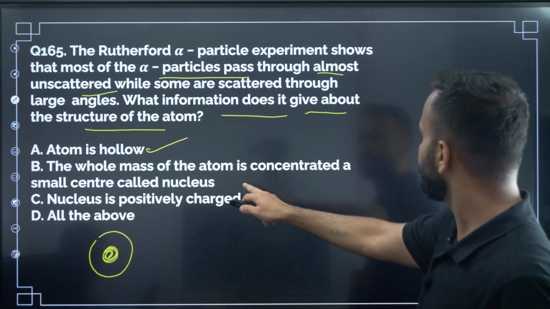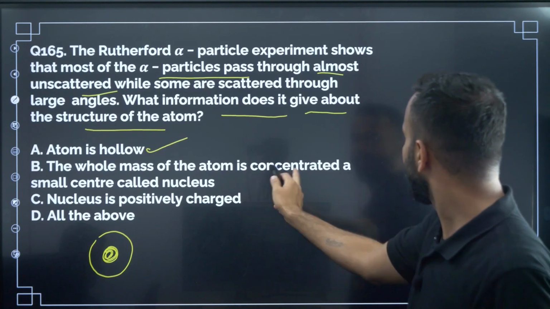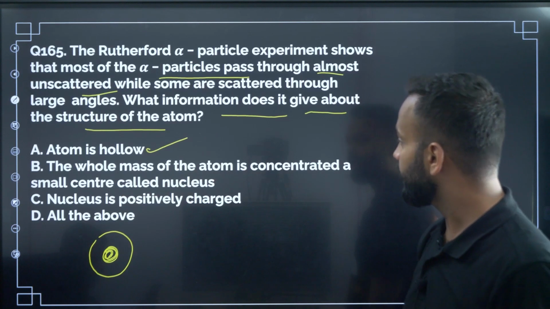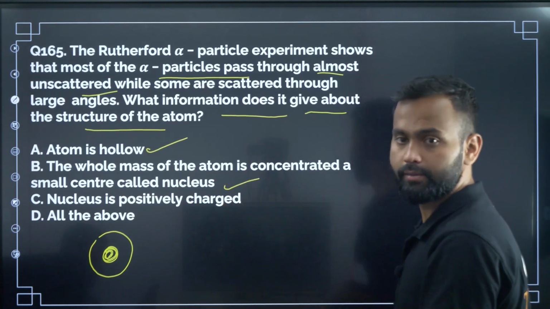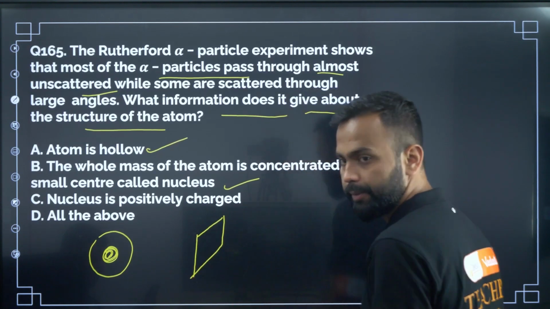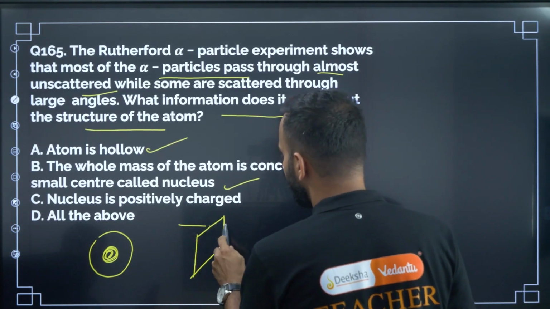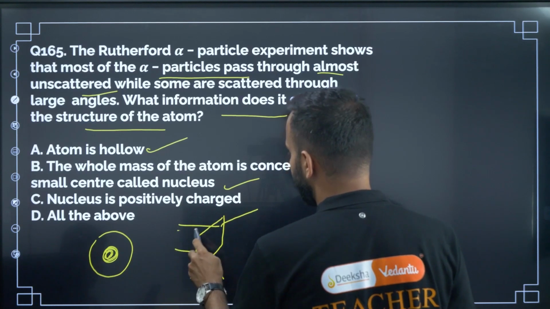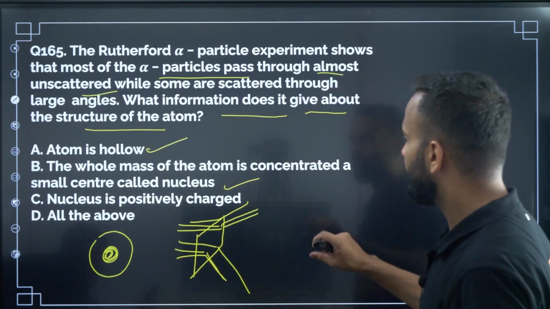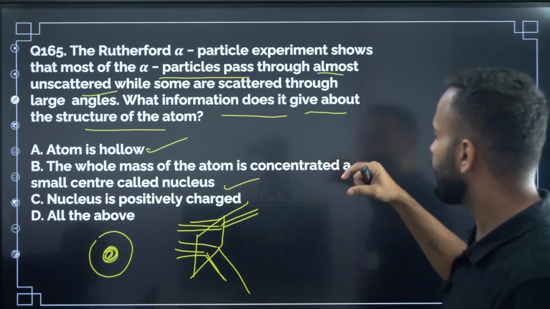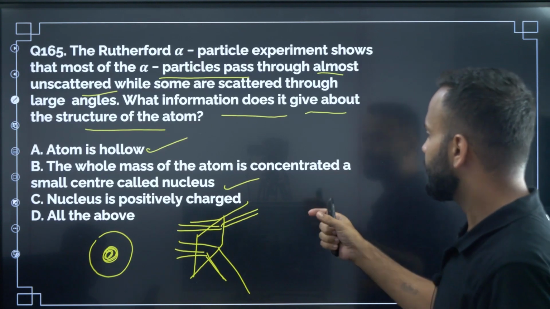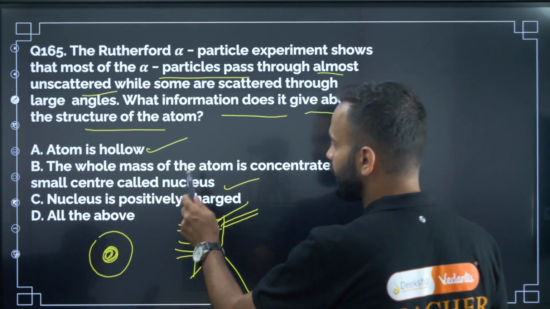Option B: the whole mass of the atom is concentrated in a small center called the nucleus. This one is also correct. This is the gold foil experiment, and very few of the alpha particles got scattered. So this indicates that the whole mass of the atom is concentrated in a small center, which is called the nucleus. So the second option is also correct.